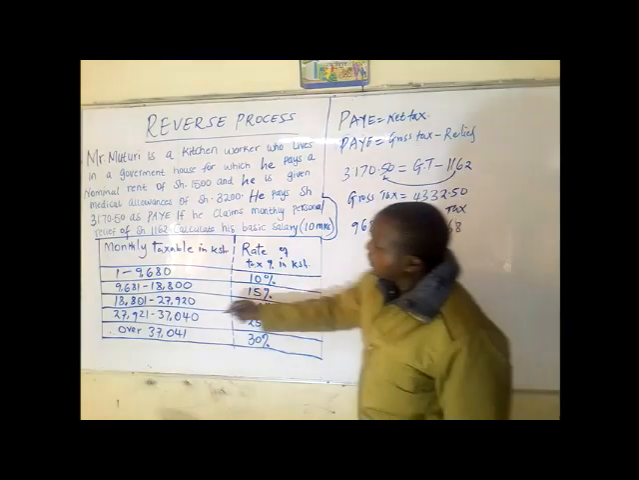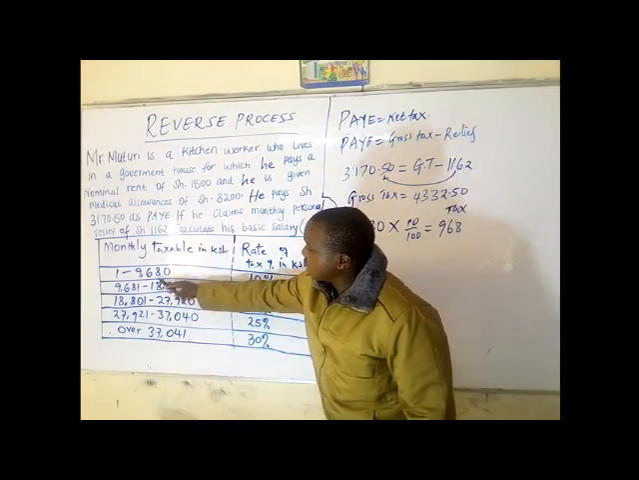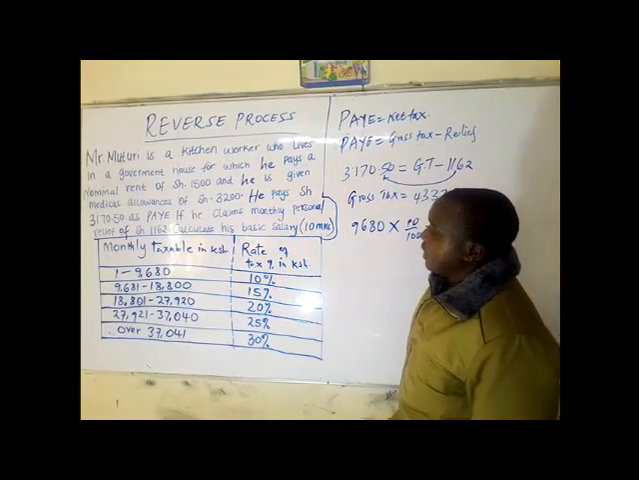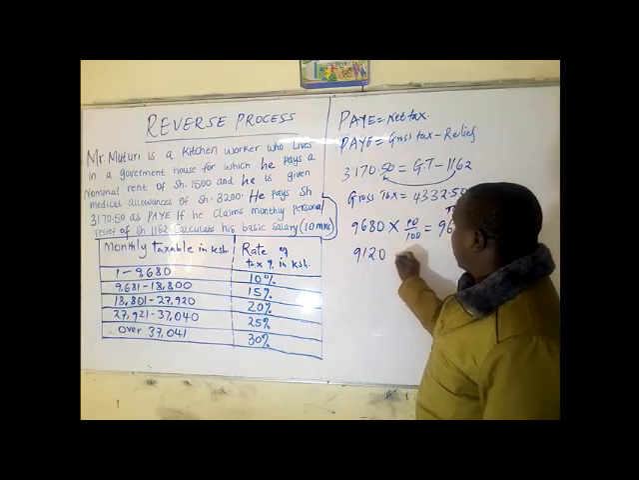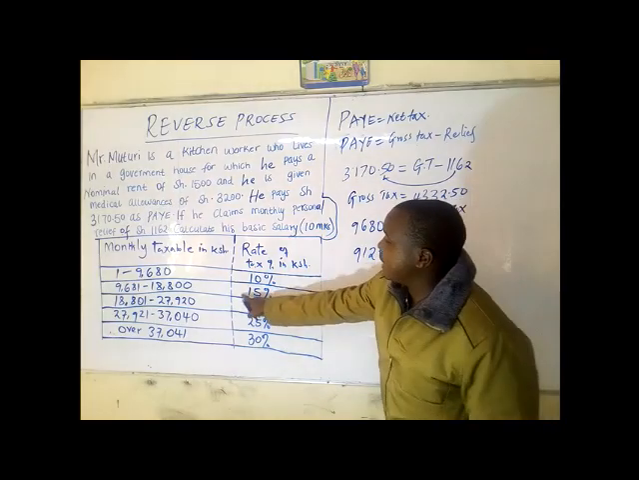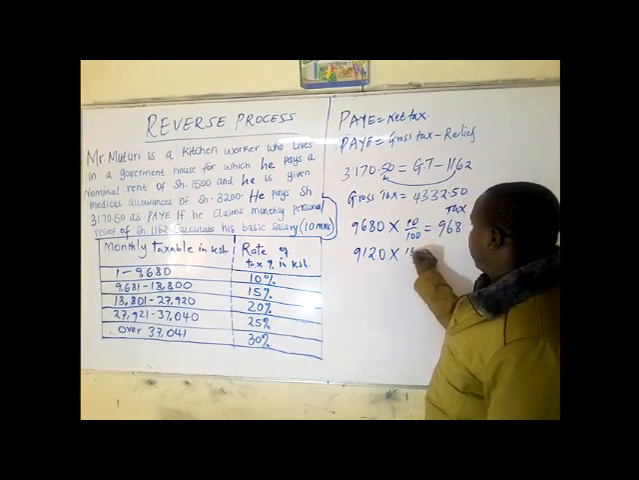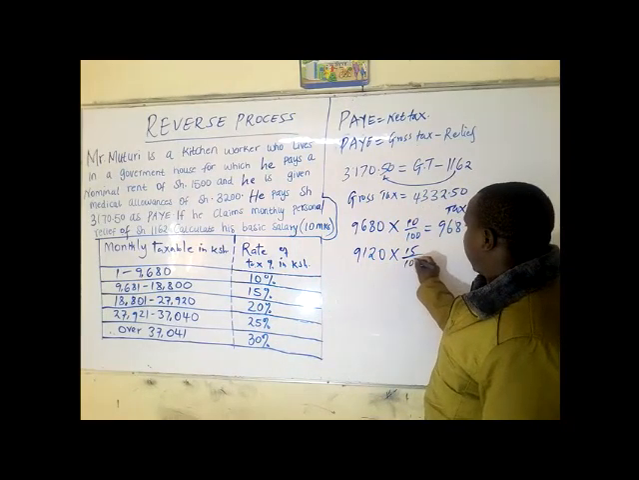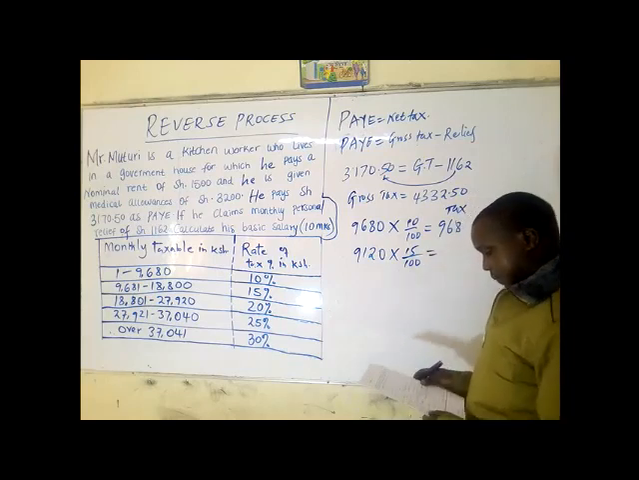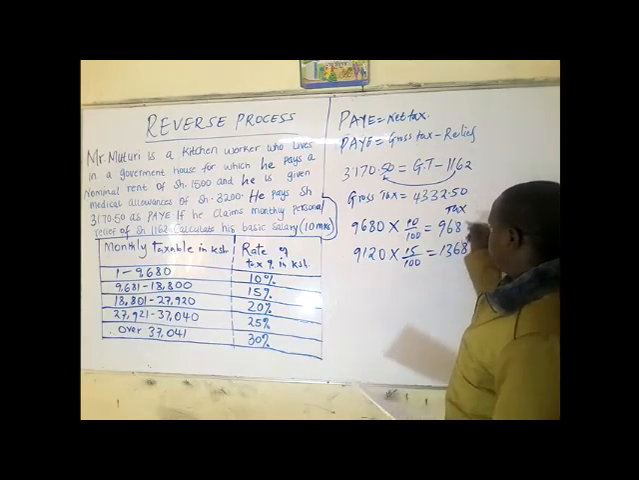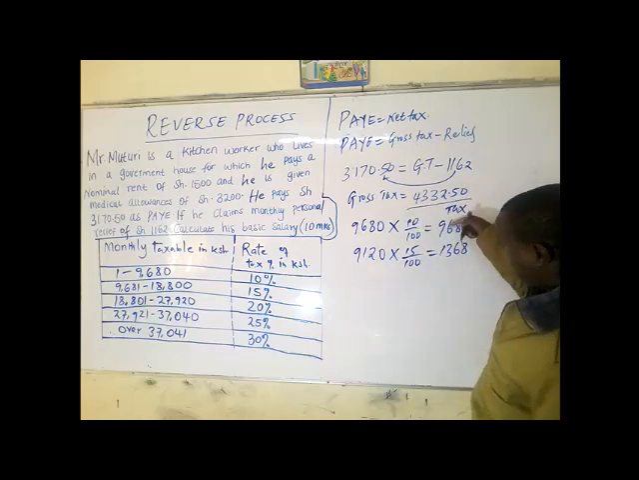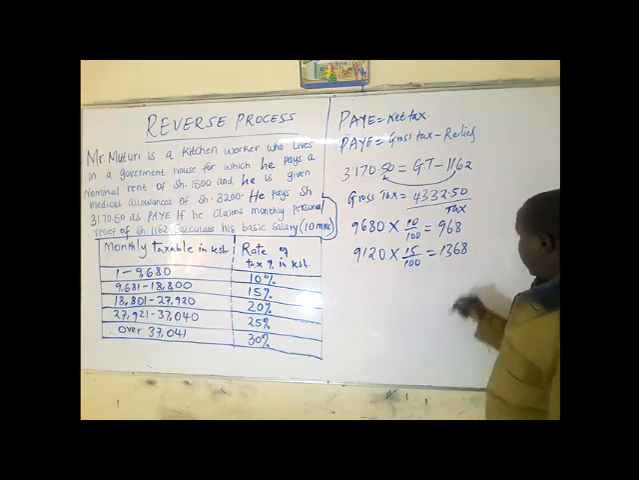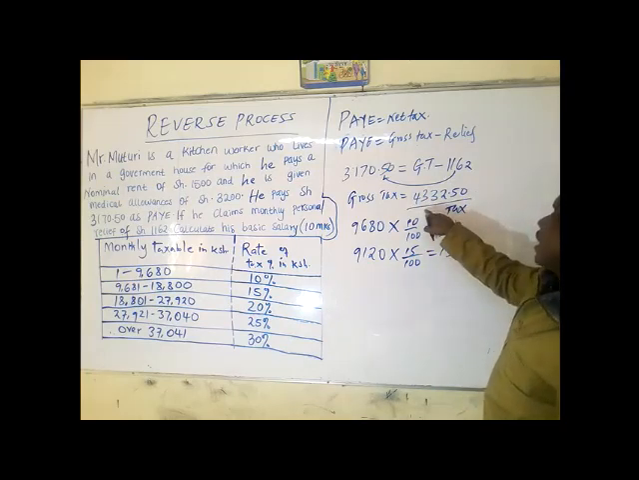How do we go to the next? It is 18,800 subtract 9,680. When you subtract that, you will get 9,120. So 9,120 times the rate of the next band, which is 15, times 15 divided by 100, and this will give us 1,368. Remember, we are interested in checking our gross tax against the tax we are getting now. If you add this and this, it is still far from what we have.